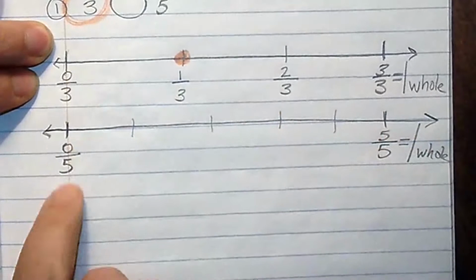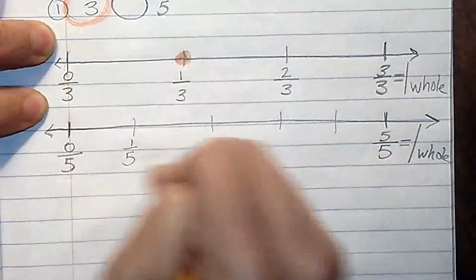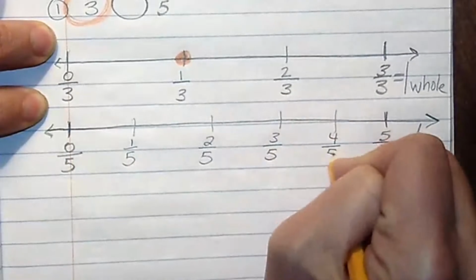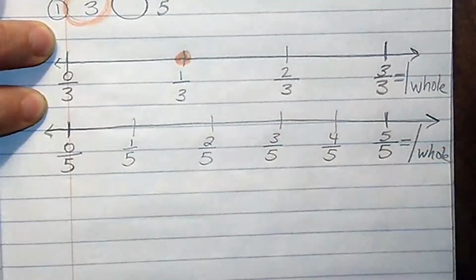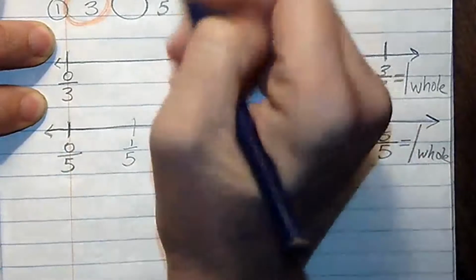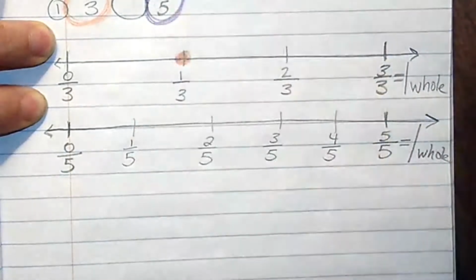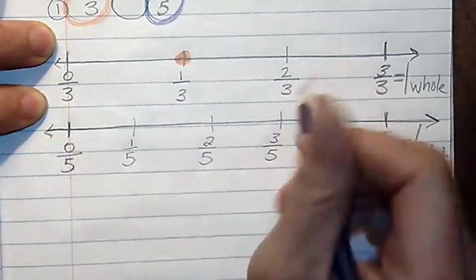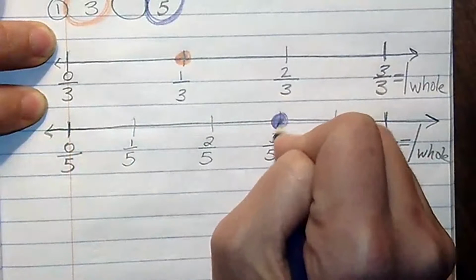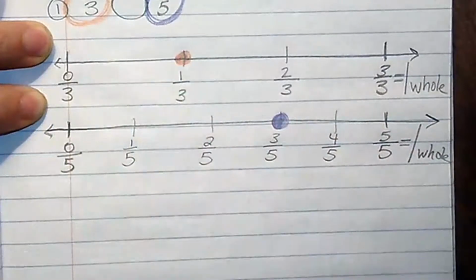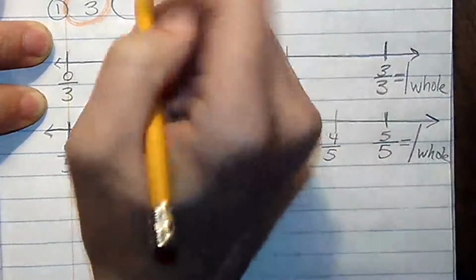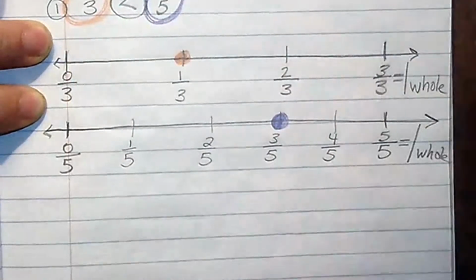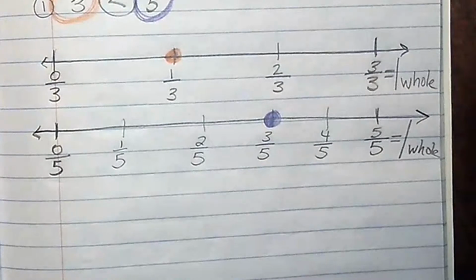Now let's label them. 0/5, 1/5, 2/5, 3/5, 4/5, and there of course is 5/5. I'm going to circle my other fraction. This fraction shows 3/5. Where is 3/5 on my number line? Right here, 3/5. So would you rather have 1/3 or 3/5? I would rather have 3/5 because it's closer to 1 whole. The farther we get, the better we're doing. And that's how we're going to figure these out today.